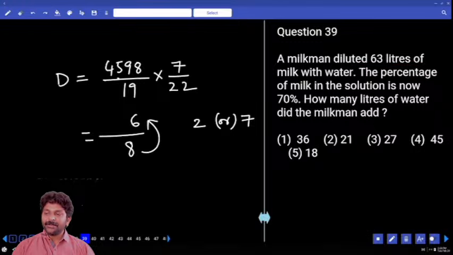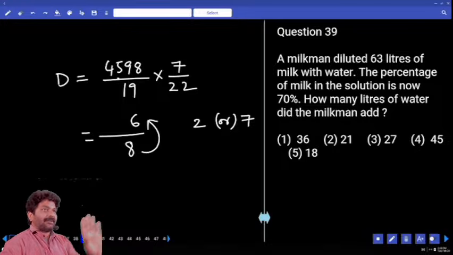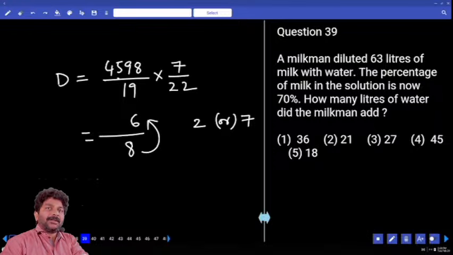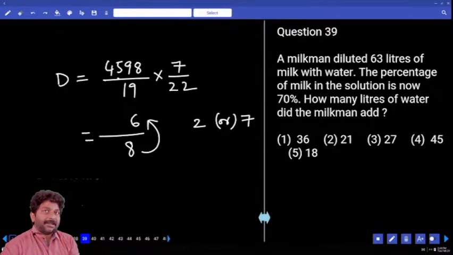A milkman diluted 63 liters of milk with water. The percentage of milk in the solution is now 70%. How many liters of water did the milkman add? When I read the question, first I observe what is the quantity that we want to calculate. Milk or water? What is the milk percentage? Then what is remaining? 30. Water only. That means we want to find out the 30% value.